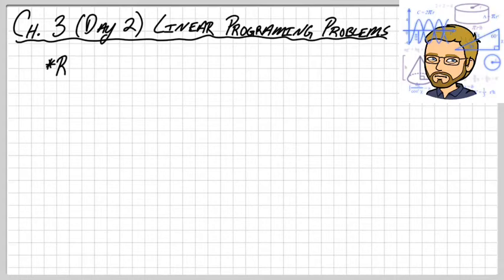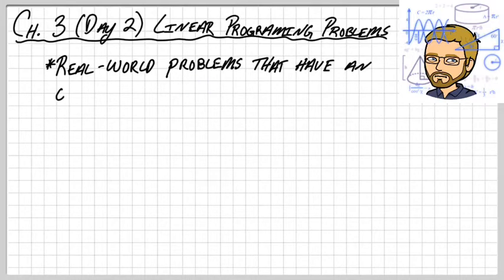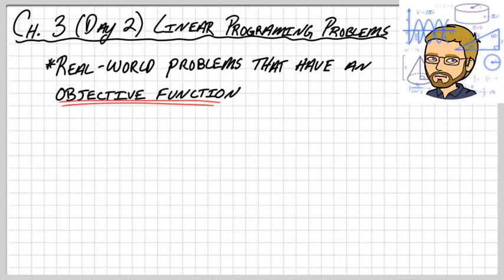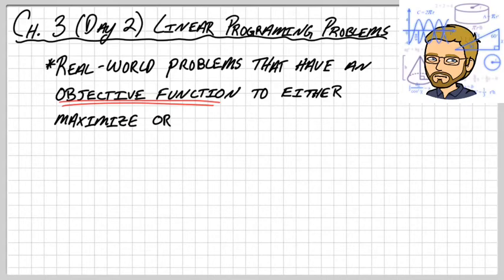For our purposes, it just boils down to real-world problems that have some sort of objective, right? So if you're a business, maybe your objective is to get maximum profit or minimize your costs. So real-world problems that have some sort of objective, we'll call it an objective function. And it's our goal to use a little bit of math to either maximize that objective function or, you guessed it, minimize the objective function.